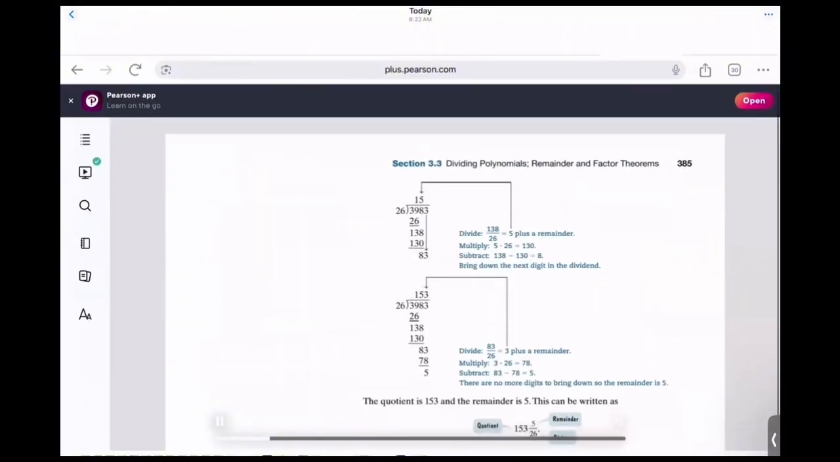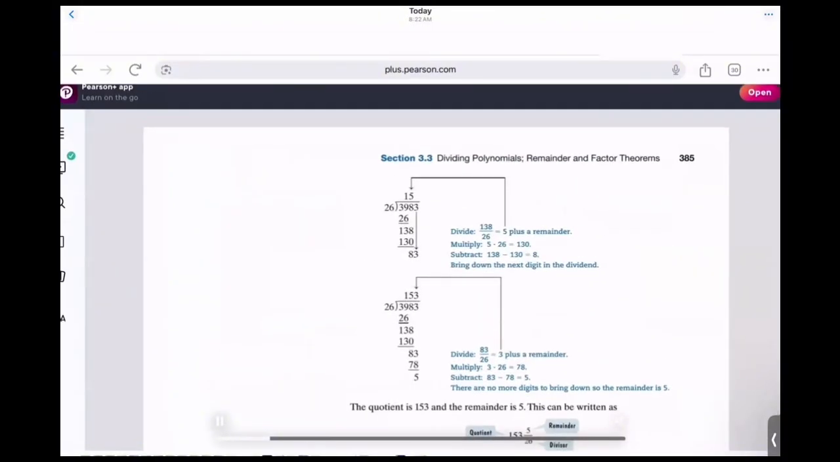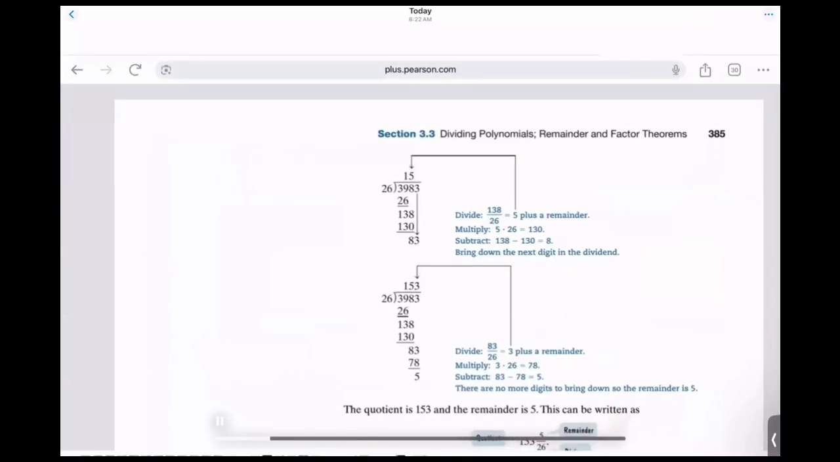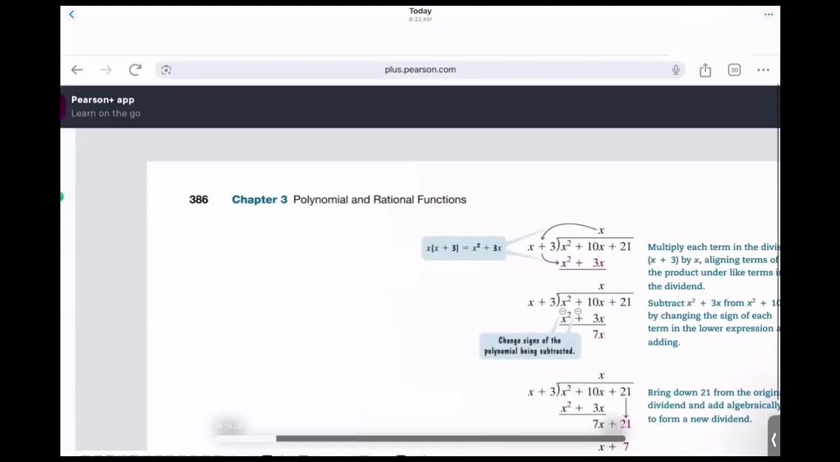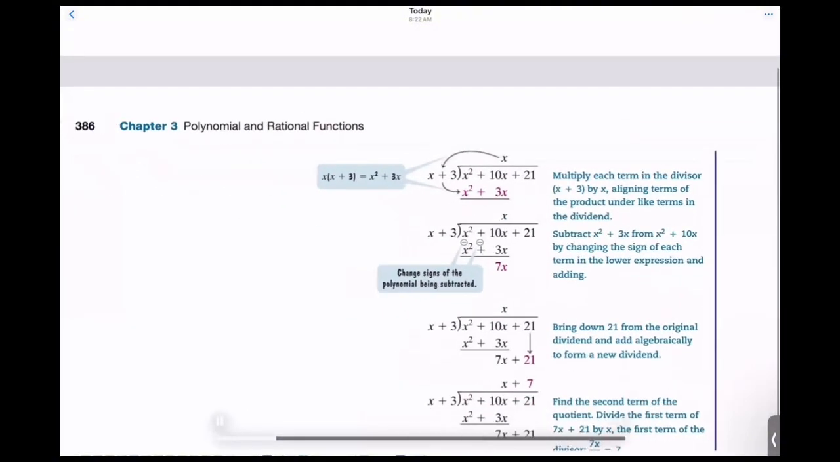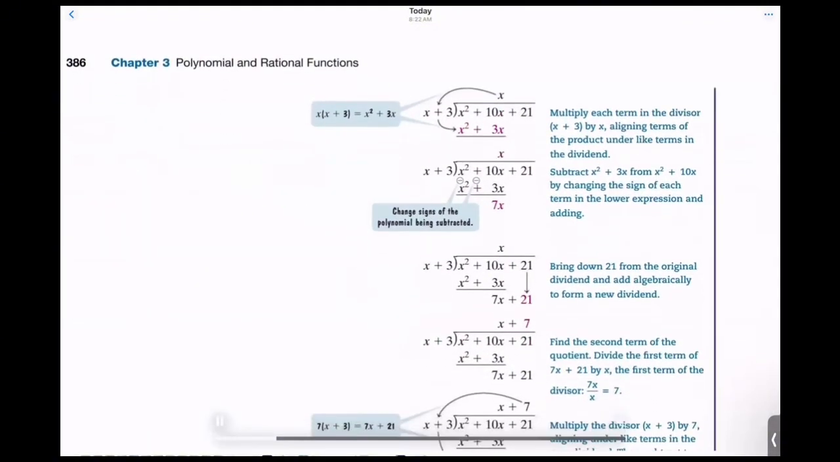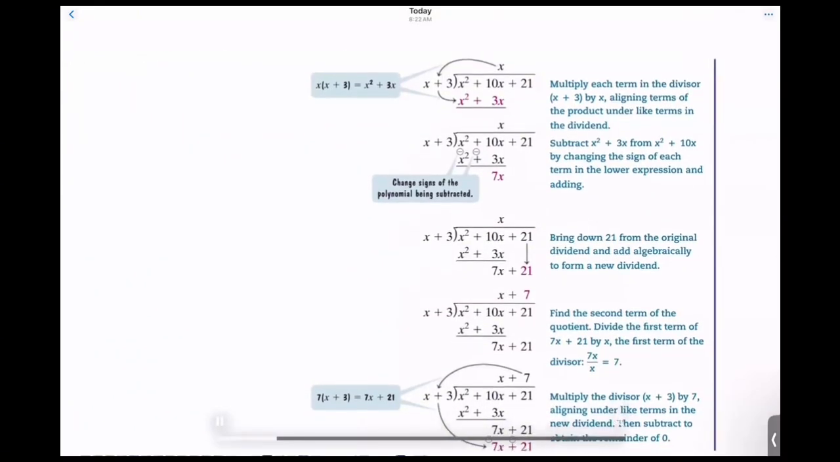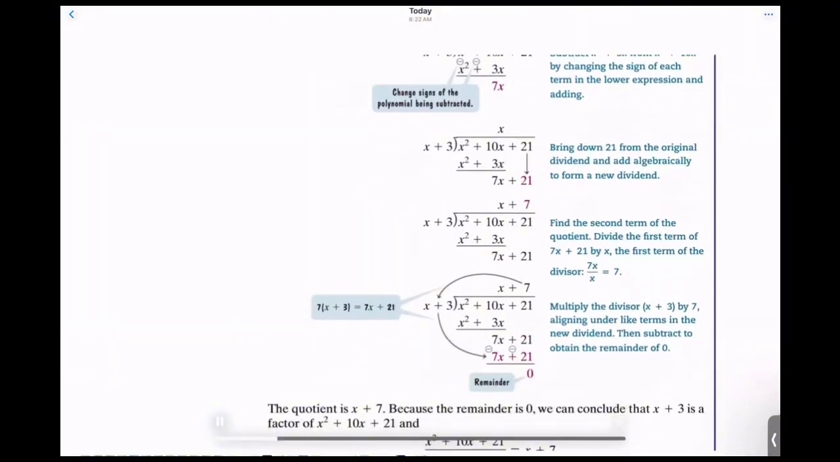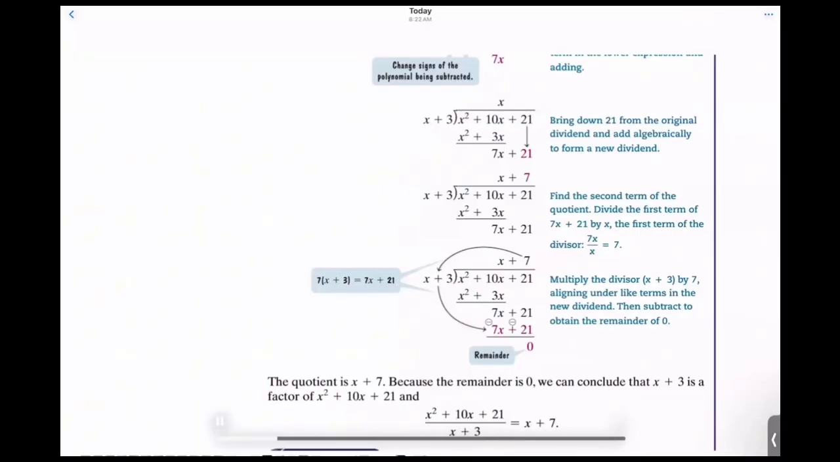So there's the long division, the regular long division that you learned probably in 5th grade or so. I just want to show you that that's in the book. And then here are the steps for the long division with the polynomials. That's why I said read your book. If you really want to dive deeper and really make sure you understand, there are the steps.